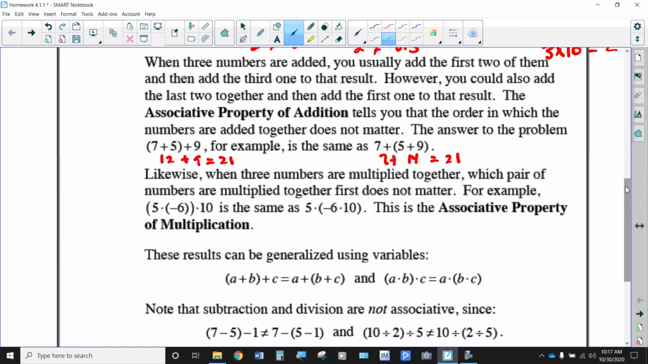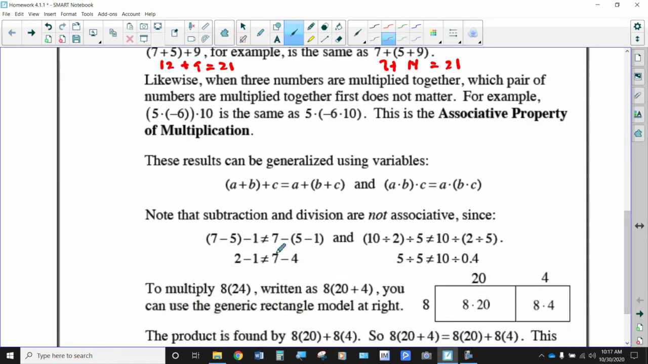This does not work, just like with commutative property, it does not work with subtraction. So if you wanted it to work with subtraction, you'd have to do KFC and change everything to adding the opposites, so that now that you're adding positive and negatives together, now you can group them any way that you want. And I would say the same thing for the division.